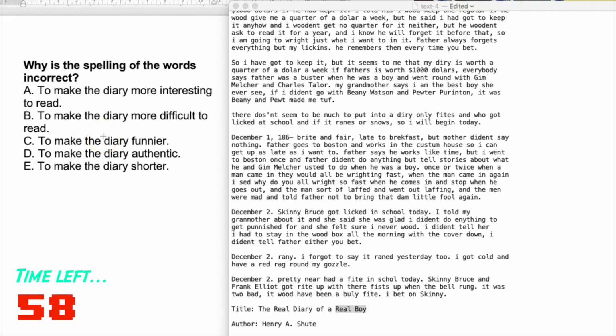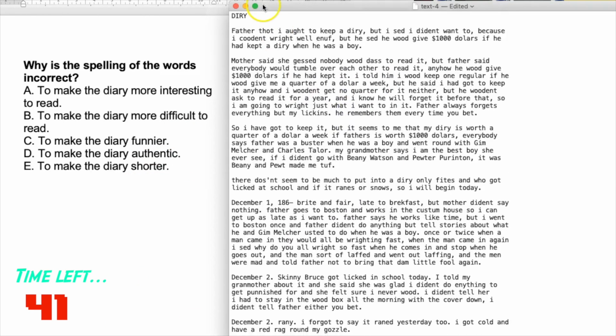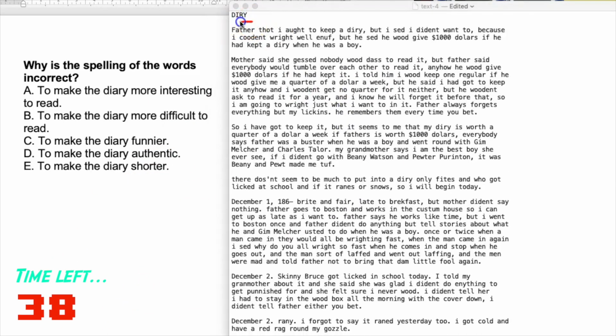First off, I'm going to read this question. Why is the spelling of the words incorrect? I'm going to highlight keywords. So the difference between all of this is just these words: interesting, difficult, funnier, authentic, or shorter. What I'm then going to do is have a look at the actual text itself. So you can see here it's spelled incorrectly. The word diary, thought I ought to keep a diary but said I didn't want to because I couldn't write well enough. You can see here that it looks like it's being written by a young boy.